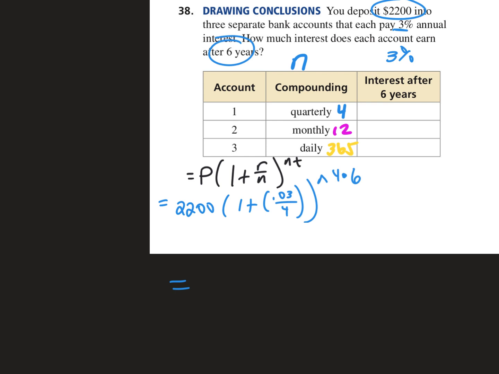So let's throw this in our calculator. 2,200, parenthesis, 1 plus, parenthesis, 0.03 divided by 4. Close that parenthesis. Close the big one. And then you're going to raise it to the 4 times 6. I'm just going to put 24. What'd y'all get? 2,632 and 11 cents. Okay. Is that a huge difference from what we started off with? No.